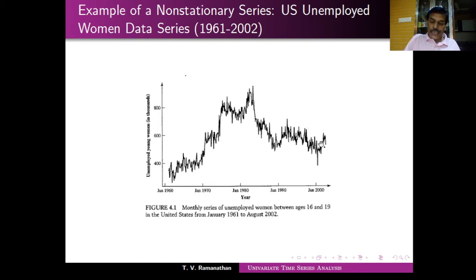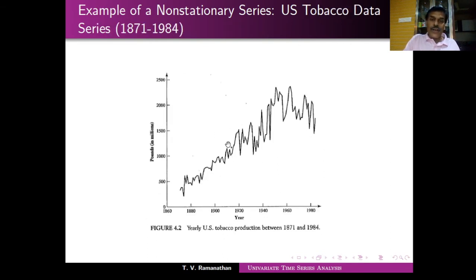Another example is this. It's quite clear that this is non-stationary, because if you compute the expectation of xt, that has to be the same for all t. That's the first condition, and then the variance and the covariance should be a function of time difference. It cannot happen in this. This is an example of the US tobacco data series, 1871 to 9, and you can say the same thing.